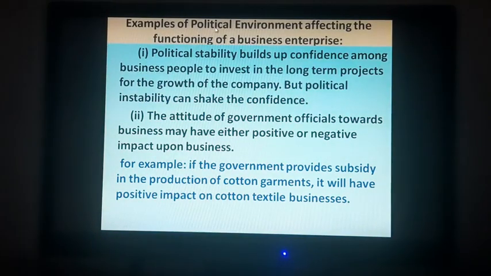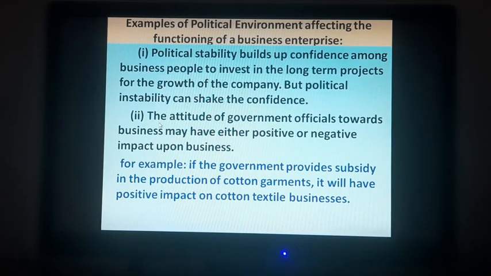Now, some of the examples of political environment affecting the functioning of business enterprises are: political stability builds up confidence among the business people to invest in the long-term project. See, if our country is very politically stable, then the outsiders, the other countries are ready to invest in the long-term project of our country. So that will be a factor of growth for our country. But political instability can shake the confidence. It will be against that.